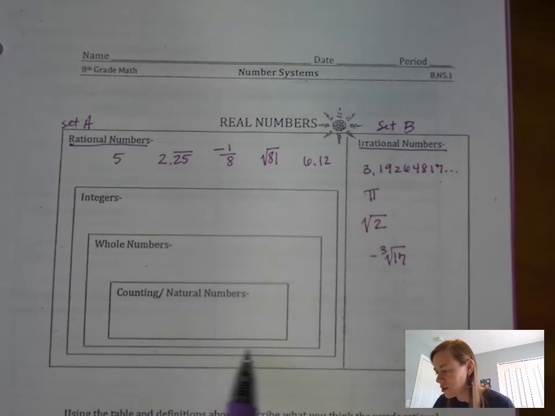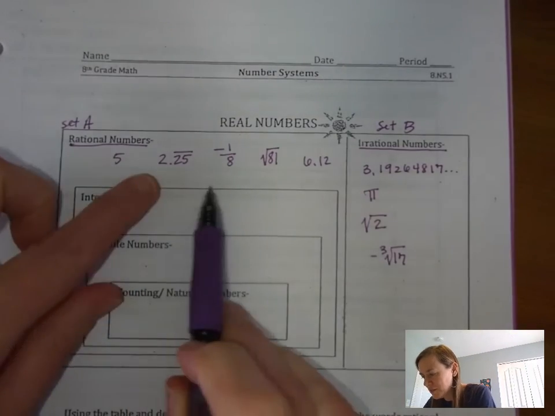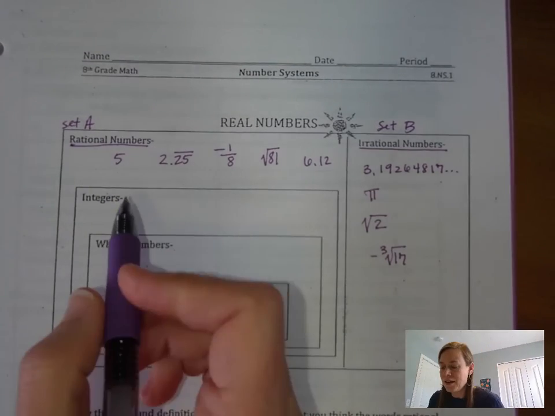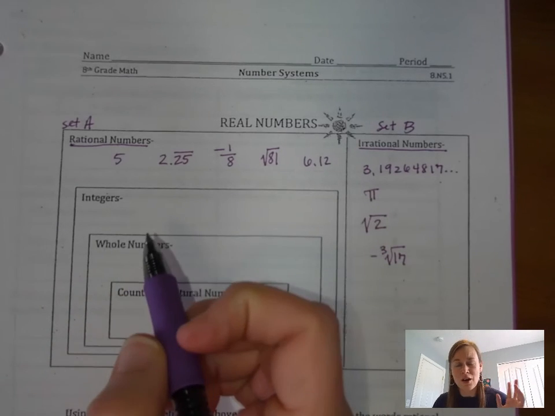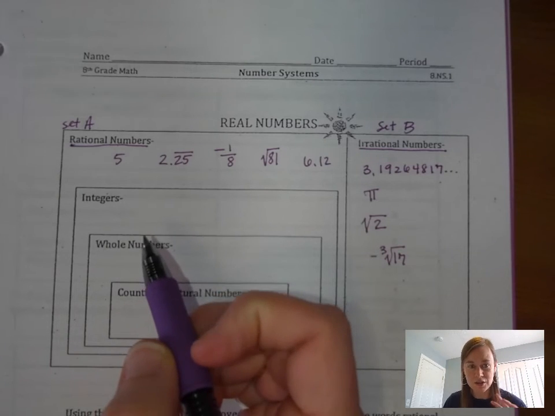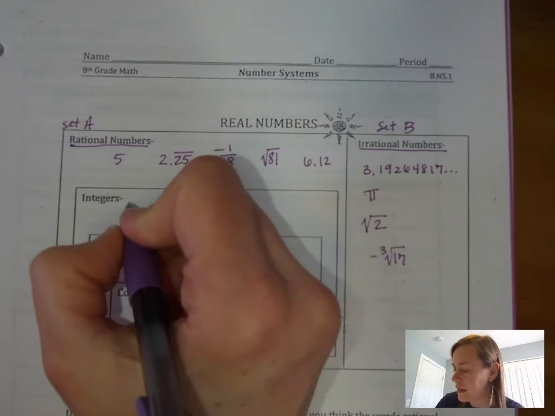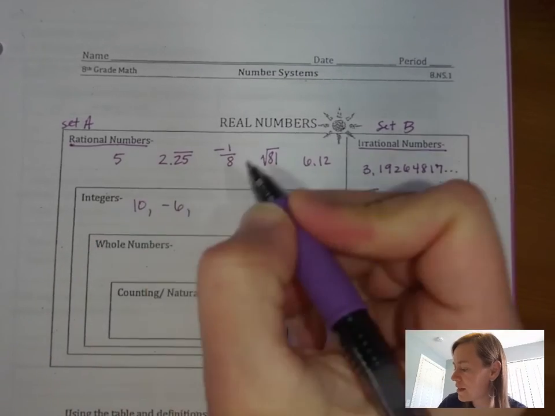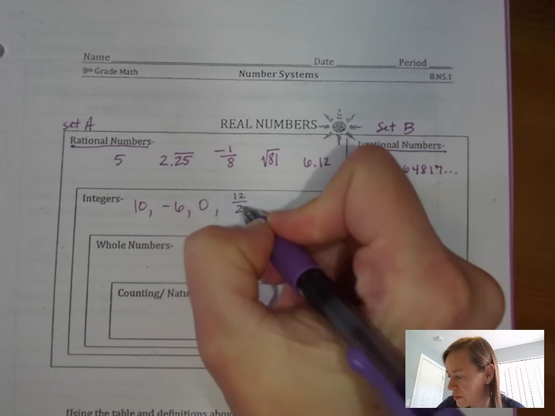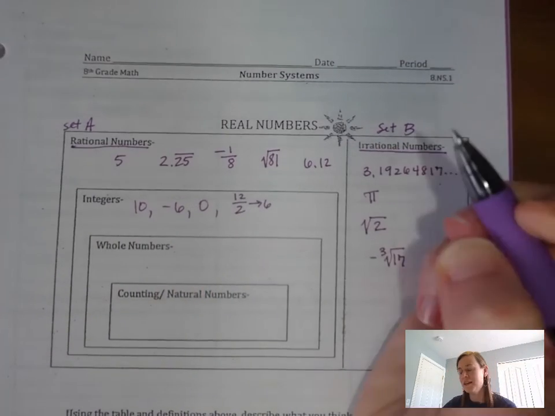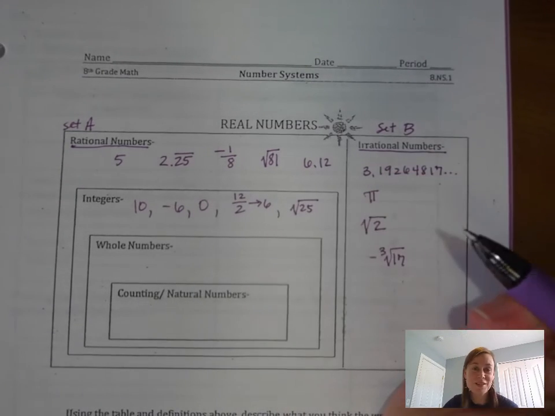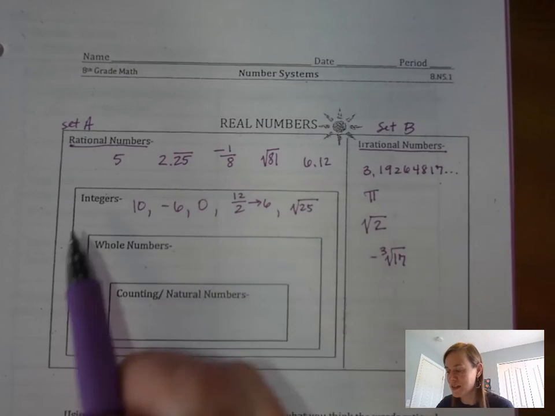So under the set of rational numbers, you see how these squares are all inside of each other? Well, some rational numbers are also what we call integers. Now, as you may remember, integers can be positive or negative, they can be 0, but they can't be fractions or decimals. So your integers are going to be like 10, -6, 0. You could say 12 over 2 because when you simplify that, it becomes a 6, right? Or you could say the square root of 25, because the square root of 25 is a 5. So all of these would be integers.